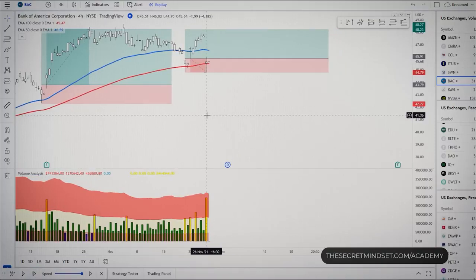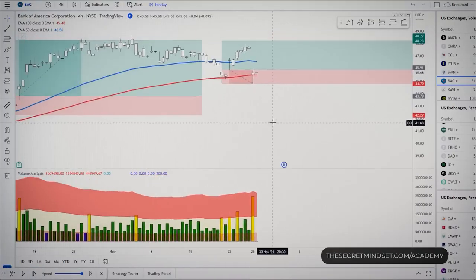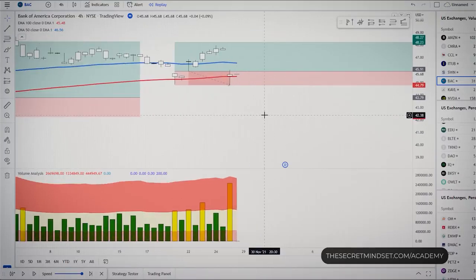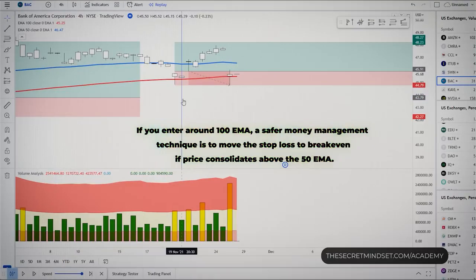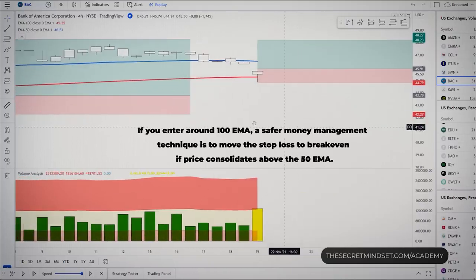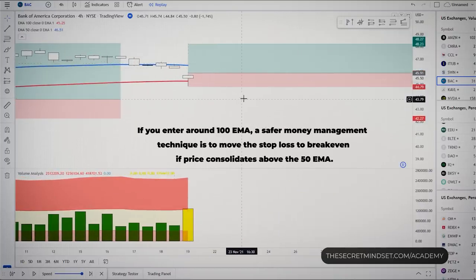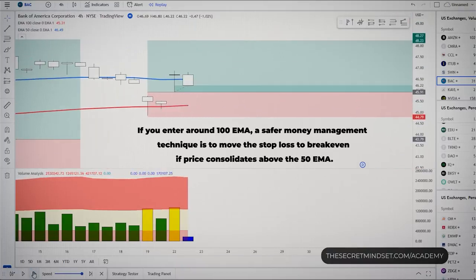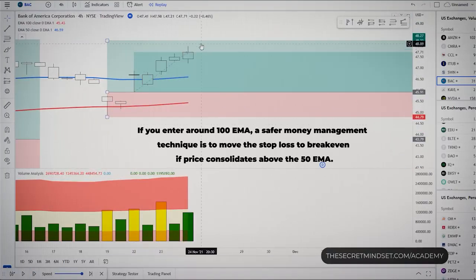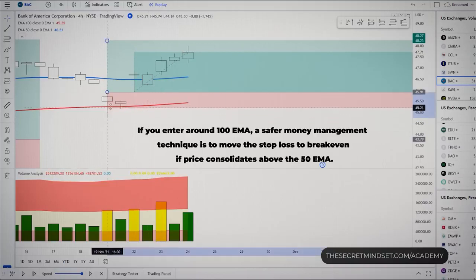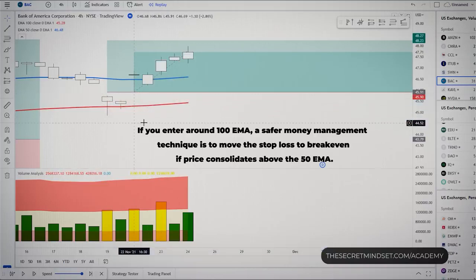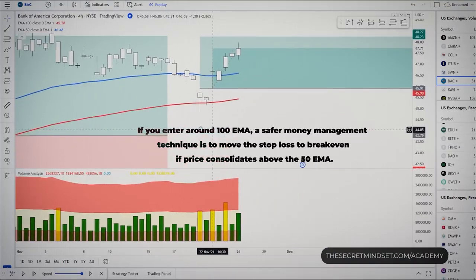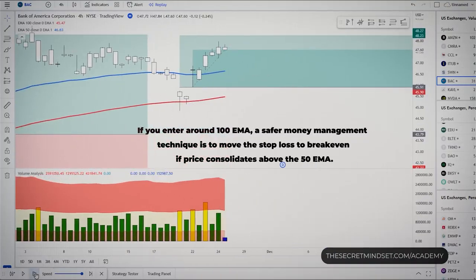Okay, that's frustrating. Price almost hit our take profit, but instead it reversed and stopped us out. But there's a lesson to be learned here. What could we have done to manage the trade better when in profit? As we entered below the 50 EMA, near the 100 EMA, in the future, when price goes up and consolidates above the 50 EMA, a safer money management technique is to move the stop loss to break even. We won't allow a profitable trade to become a losing one.